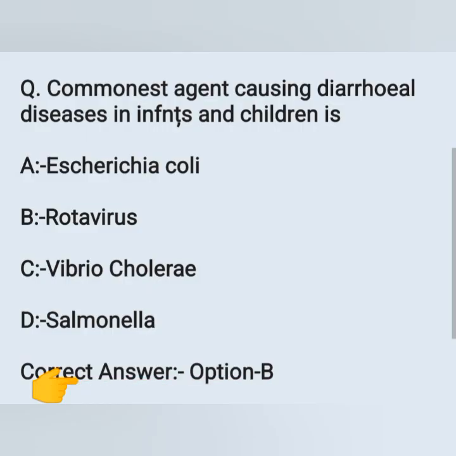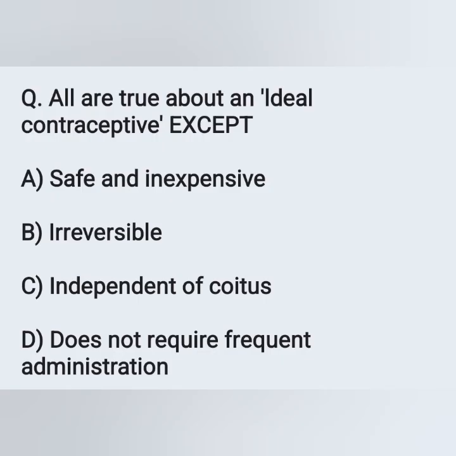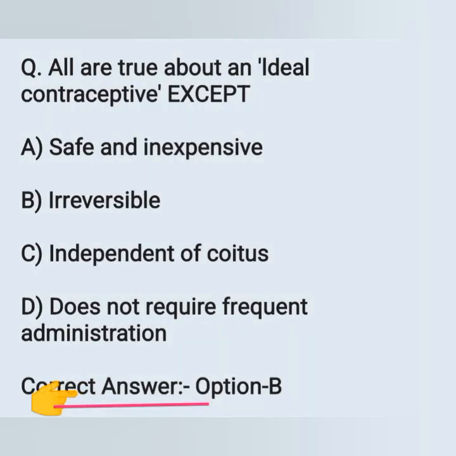Move on to the next question. All are true about an ideal contraceptive except, options. Option A safe and inexpensive, option B irreversible, option C independent of coitus, option D does not require frequent administration. And the correct answer is irreversible. Option B is the correct answer.